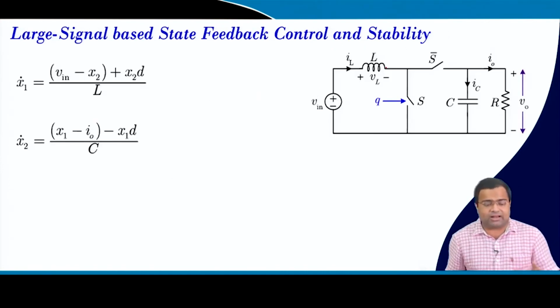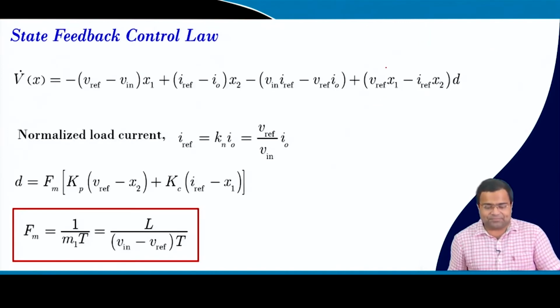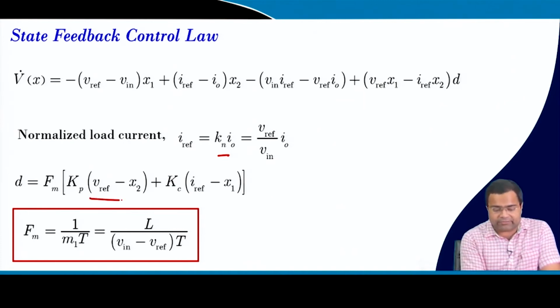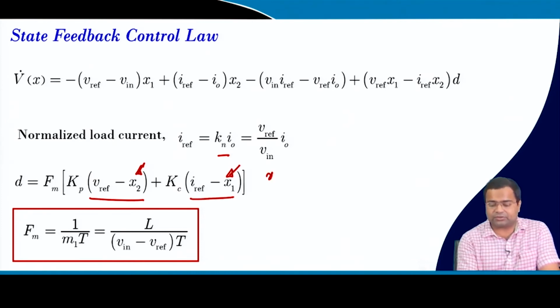But if you go for large signal based state feedback control, the state feedback control law consists of the normalized load current and also the error voltage and the error current, where x2 is my output voltage and x1 is my inductor current. So, x1 is my inductor current and x2 is my output voltage.